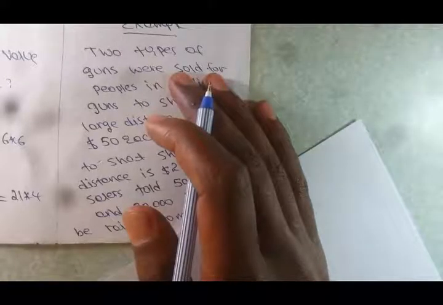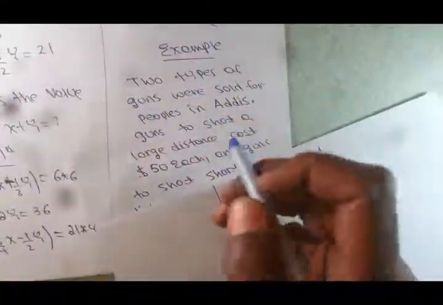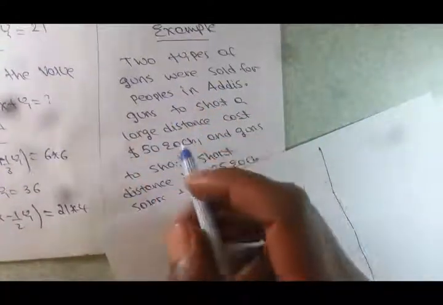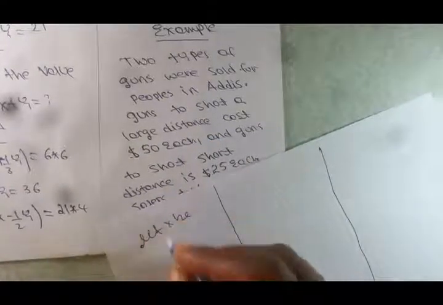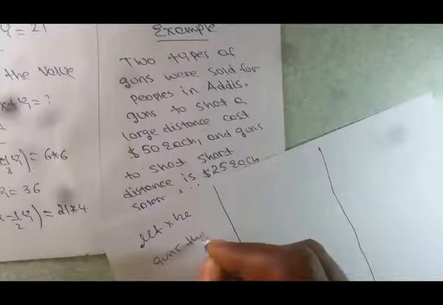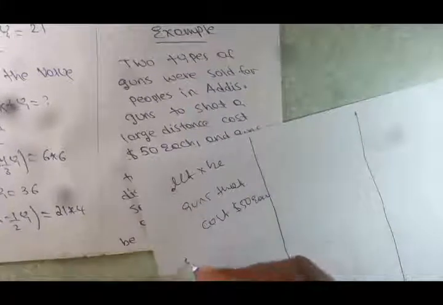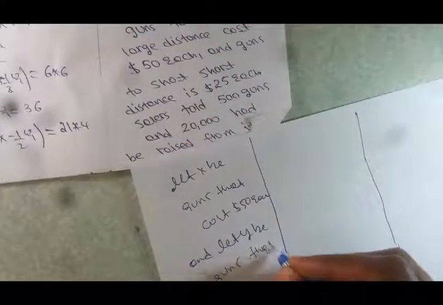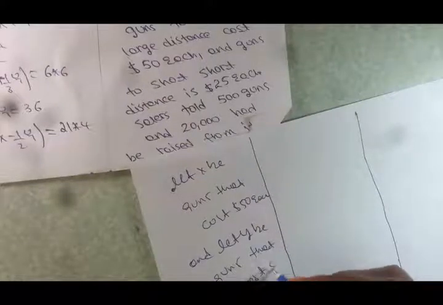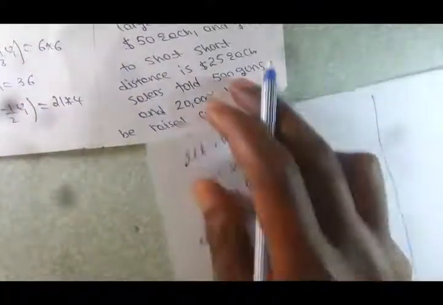Sometimes a system of equations may come in the form of a word problem. For example, let's see these examples. Two types of gun were sold to people in Addis Ababa. Let X be the guns that cost $15 each, and let Y be the guns that cost $25. So there are 500 guns that were sold.